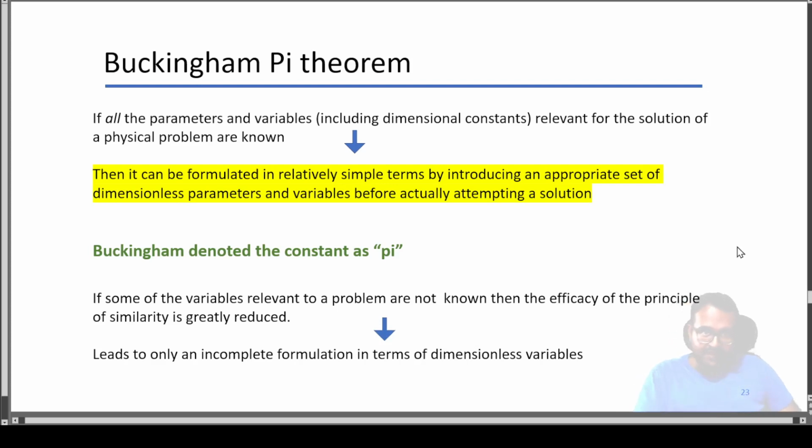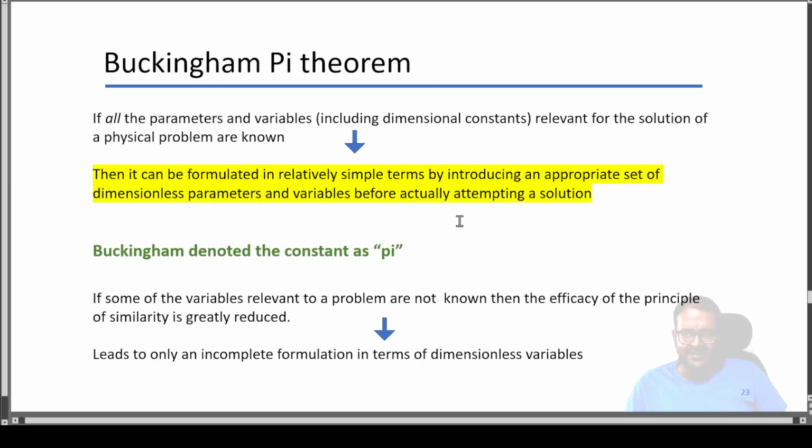Now I go to Buckingham's Pi theorem. This is a very interesting theorem. It has a huge application, but you don't need to go to very large detail of that. Just see that statement, which is, if all the parameters and variables, including the dimensional constant relevant to the solution of a physical problem, are known, then it can be formulated in relatively simple terms by introducing an appropriate set of dimensionless parameters and variables before attempting a solution.